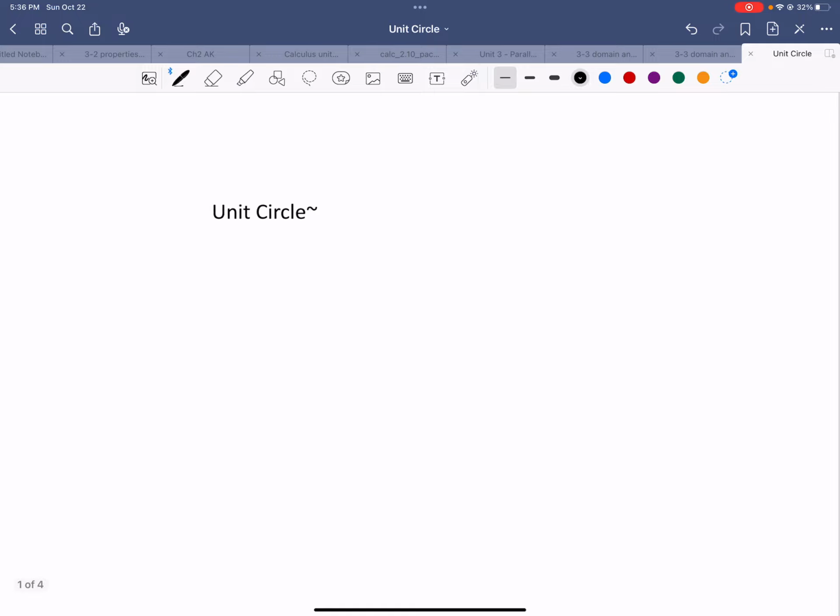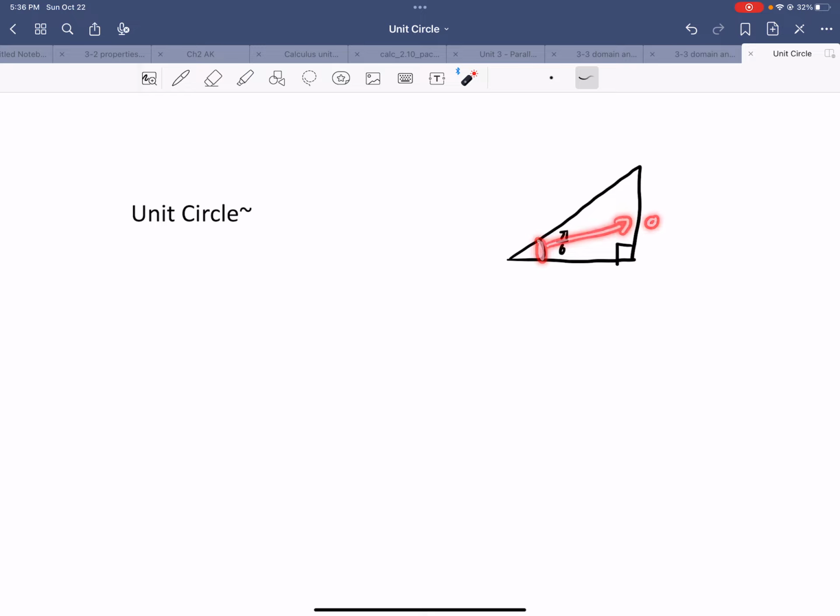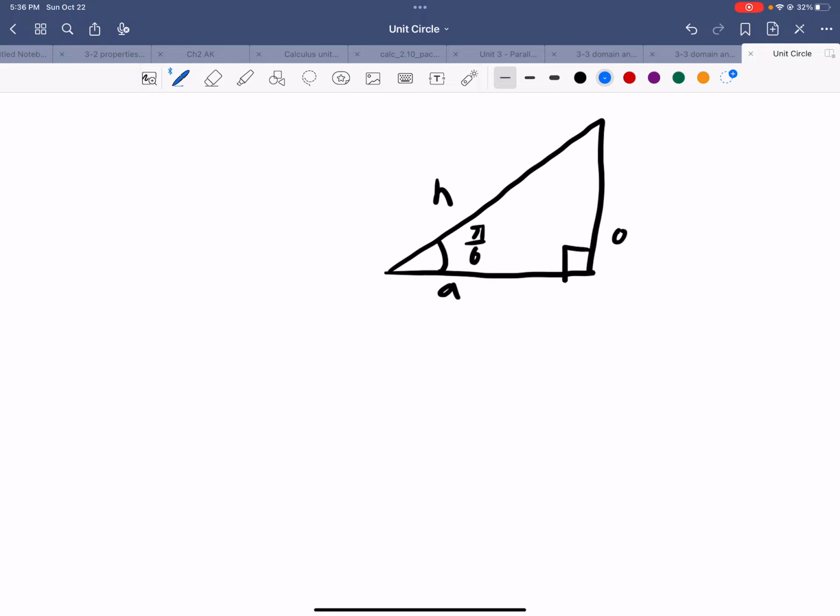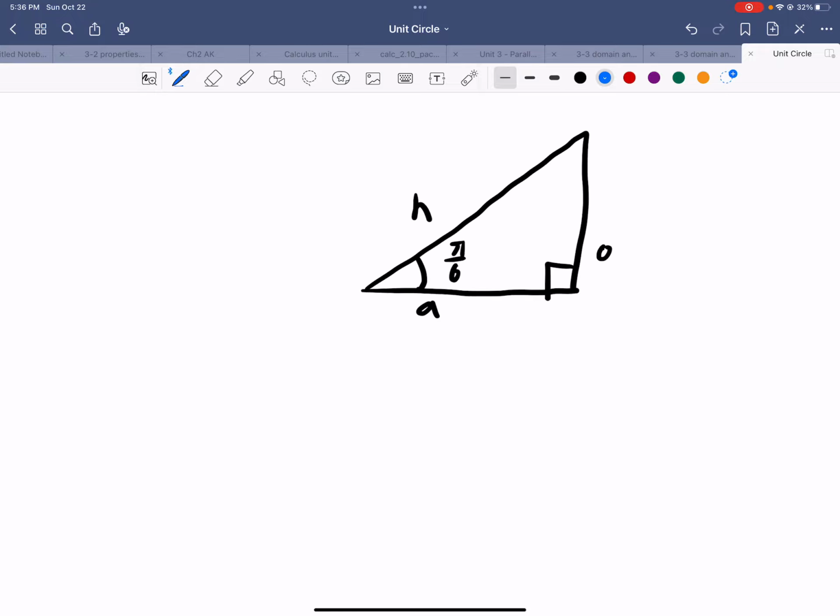But before we even get into this, we have to understand three special triangles. The first one is a right triangle that has a 30 degree angle, which is pi over 6. Based on this angle, this one is the opposite side, this one is adjacent, and that's the hypotenuse. The ratio of the lengths of this triangle is always the same. The opposite side, which is the shorter leg, is always 1, the longer leg is square root of 3, and the hypotenuse is always 2.